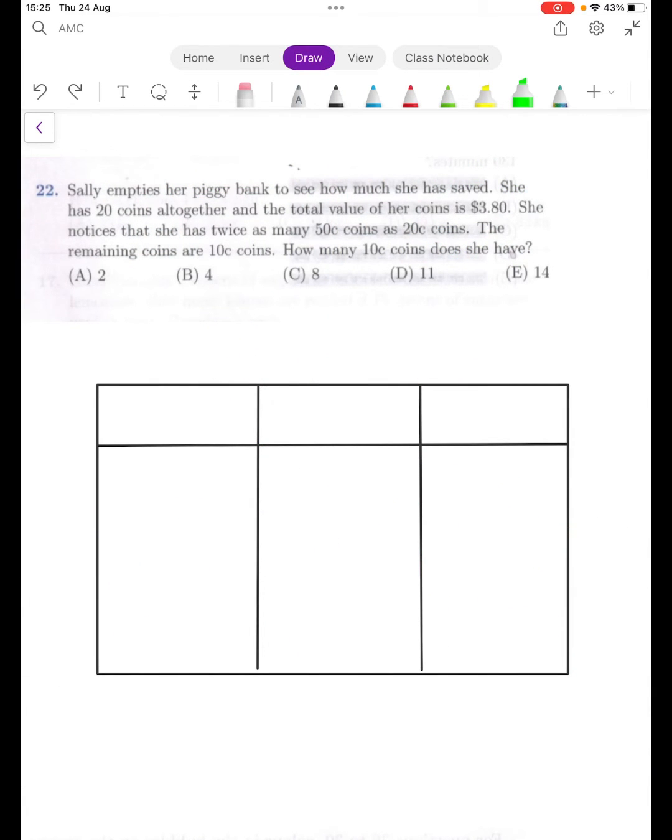Question number 22. Sally empties her piggy bank to see how much she has saved. She has 20 coins altogether, and the total value of her coins is $3.80. She notices that she has twice as many 50-cent coins as compared to 20-cent coins. The remaining are 10-cent coins. How many 10-cent coins does she have?